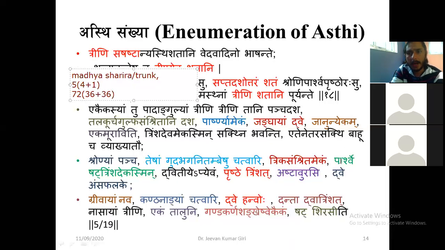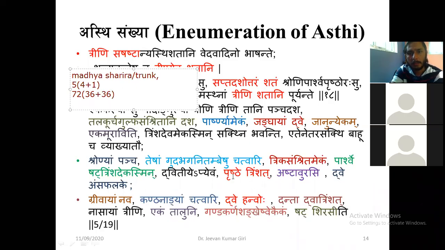Now see here, Parshva Sattrimshadekasmin. In one side of the Parshva there are 36. Now in the next, Dvavitiya Apyevam, similarly on the next side also the same. So that is 36 and 36, that is 72. So Parshva Sattrimshadekasmin Dvitiye Apyevam: one Parshva has 36, similarly the next also 36, so that is 72.